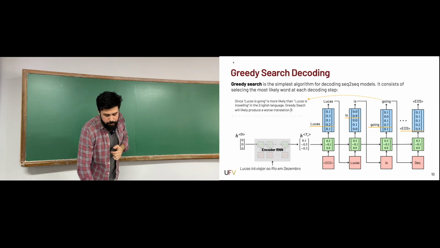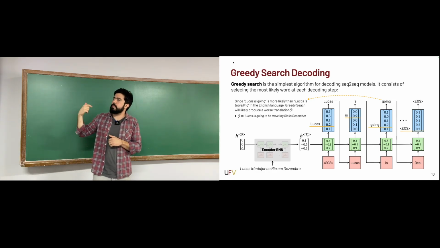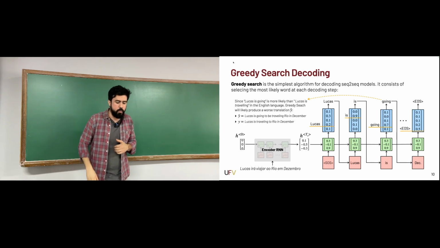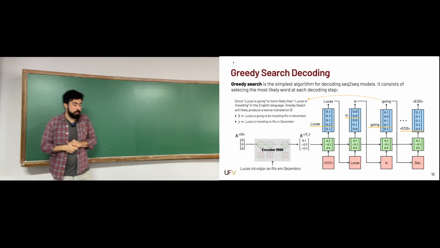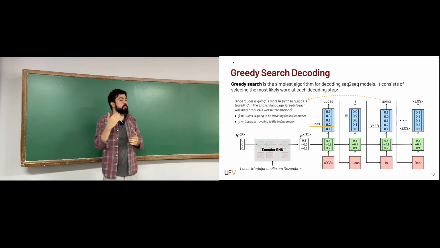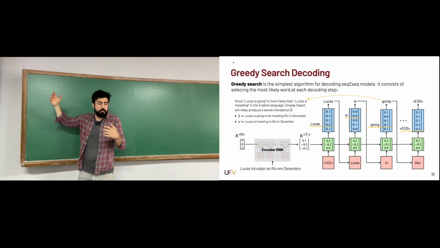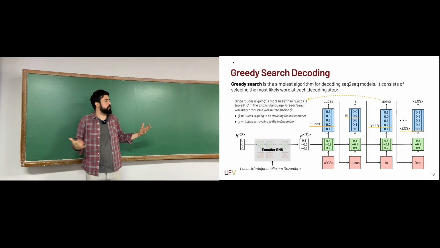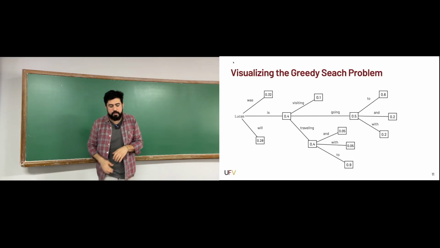So it will end up producing a worse translation, like "Lucas is going to be traveling to Rio in December", instead of the one we would expect, which would be "Lucas is traveling to Rio in December". Okay? And this is just because we are being greedy at each time step. We are not actually evaluating every possibility of sentence. Let me show you this with a visualization.